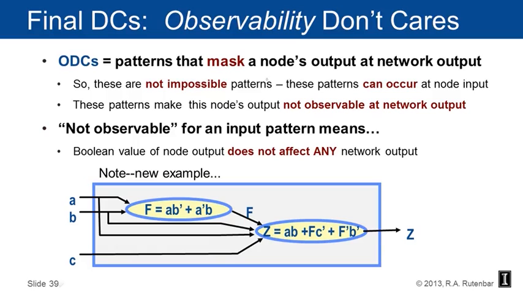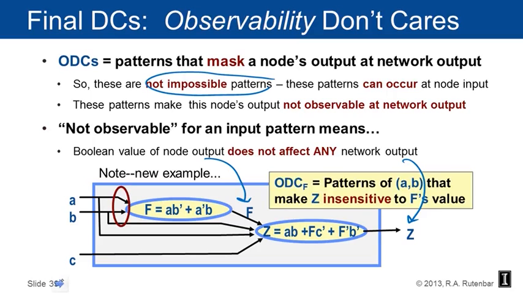So, it's a really important point here. These are not impossible. These patterns can occur. But these patterns make the node's output not observable at the network output. And what that means, not observable, means that the Boolean value of the node, in this case F, does not affect any network output, which in this case is Z. So it doesn't matter what F is. Z doesn't care. So it's a real don't care in a different kind of way. So, just to be clear, the observability don't care for F is going to be patterns of A and B, because that's what's input to F, that make Z insensitive to F's value.